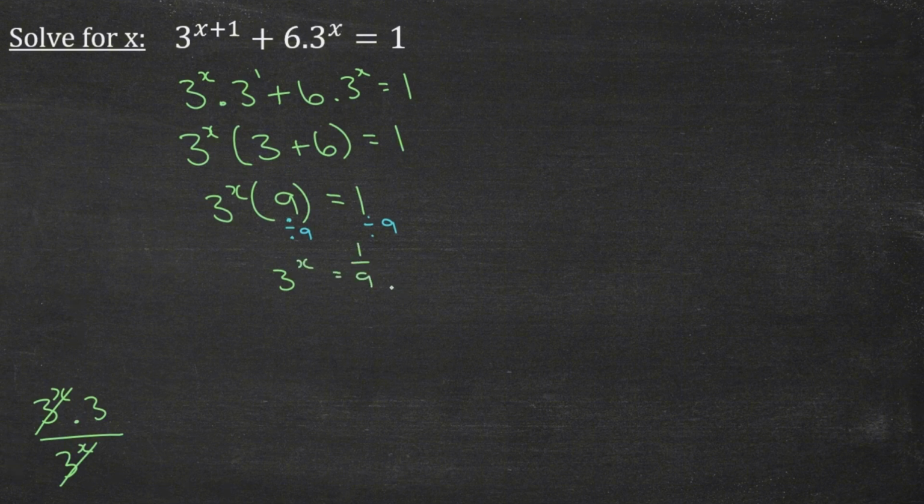So what do we do next? Yes, I'm going to rewrite this 9 as a power with base 3. So 3 to the power of x equals 1 over 3 squared. Now I want you to be very careful.